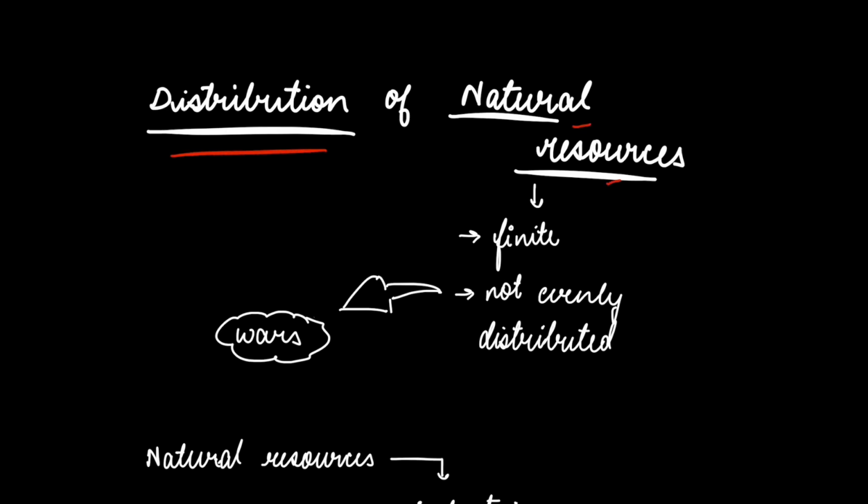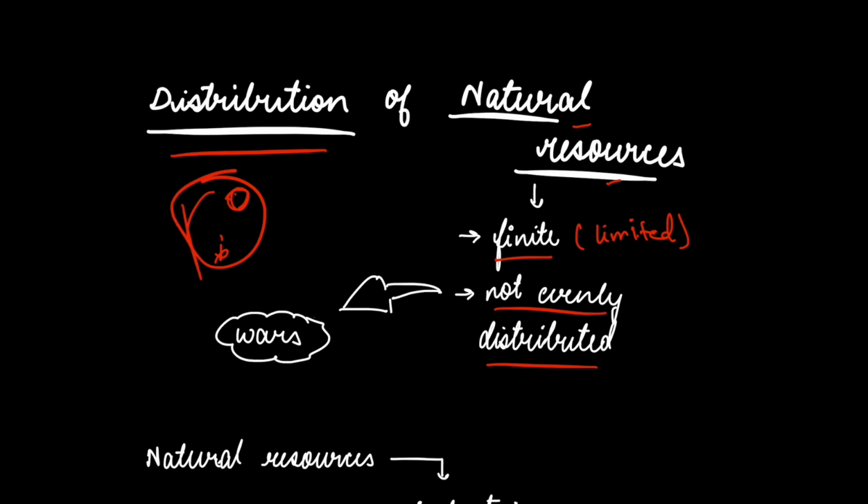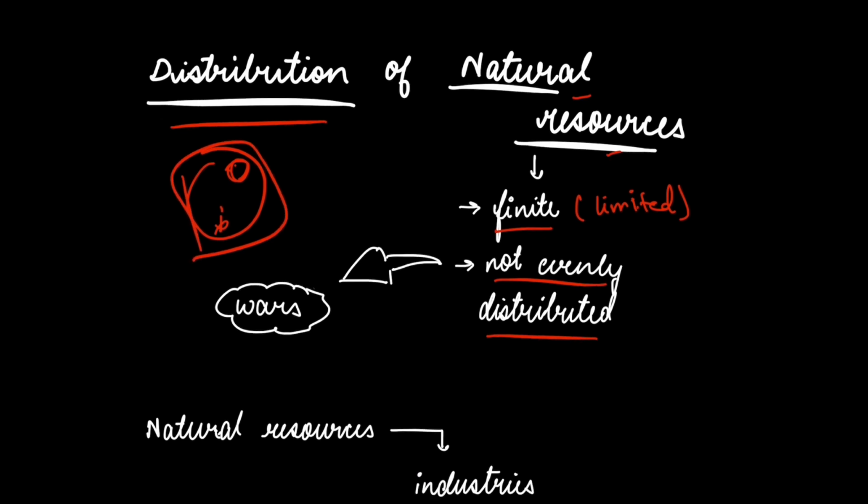So, the next topic is the distribution of natural resources. We know that natural resources are finite. That is, they are limited. So we have to use them wisely. And they are also not evenly placed. In the whole of our country, some places will have more natural resources while some places will have less. So it is not evenly distributed everywhere.